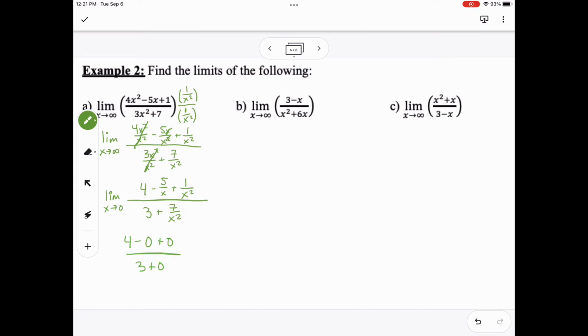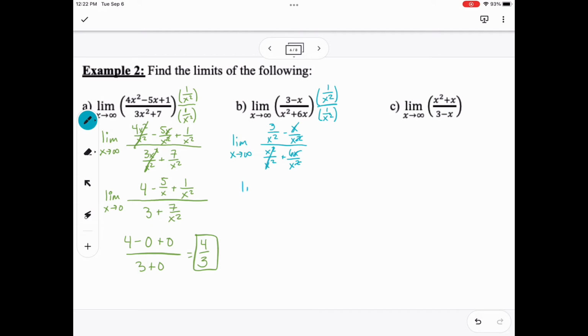So looking at both of these, they both have the same exponent, so we would say it's x squared, and so that's how I was multiplying both the top and the bottom by 1 over x squared. And that allows us to simplify, and then notice that for 5 over x, 1 over x squared, and 7 over x squared, we get to put in zeros. That gives us the 4/3 that we got in the previous example of A.